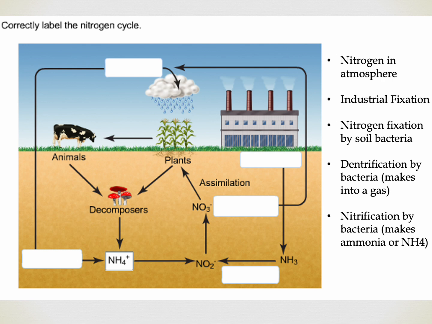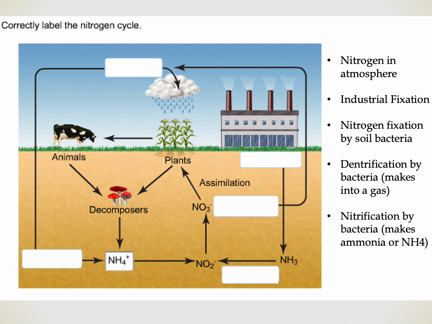That being said, we need to be able to properly label this picture. So nitrogen in the atmosphere, that should be pretty easy, right at the top. Industrial fixation involves nitrogen by companies, so that's going to be right beneath this giant old building. We have nitrogen fixation by bacteria. That's going to make NH4. So if you see where NH4 is right there, that's where that one is going to be.